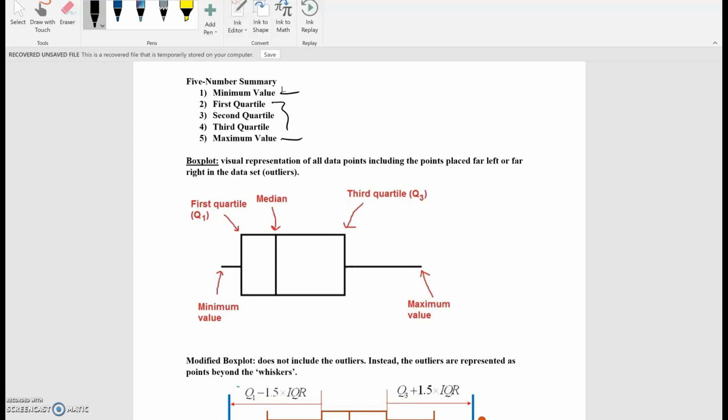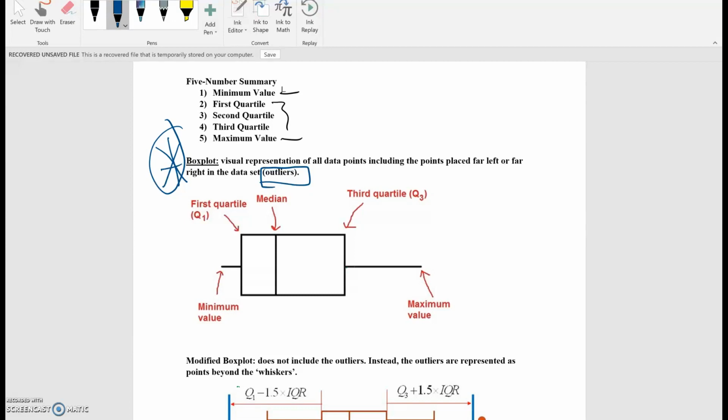Now, why is this important? Well, once we find the five number summary, we can find a box plot and draw it. Make sure that you star this in your notes because a box plot will be on your exam. A box plot is a visual representation of all of the data points, including the points placed far left or far right in the data set. So this box plot actually contains all of the outliers. We don't know if these are outliers, but it does contain them.